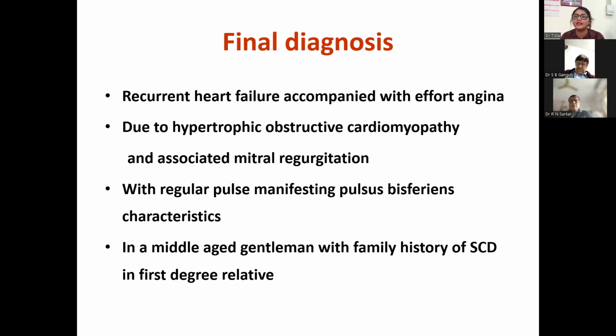So coming to the final diagnosis, there was recurrent heart failure accompanied with effort angina due to hypertrophic obstructive cardiomyopathy and associated mitral regurgitation, with regular pulse manifesting pulsus bisferiens characteristics, in a middle-aged gentleman with family history of sudden cardiac death in a first-degree relative.